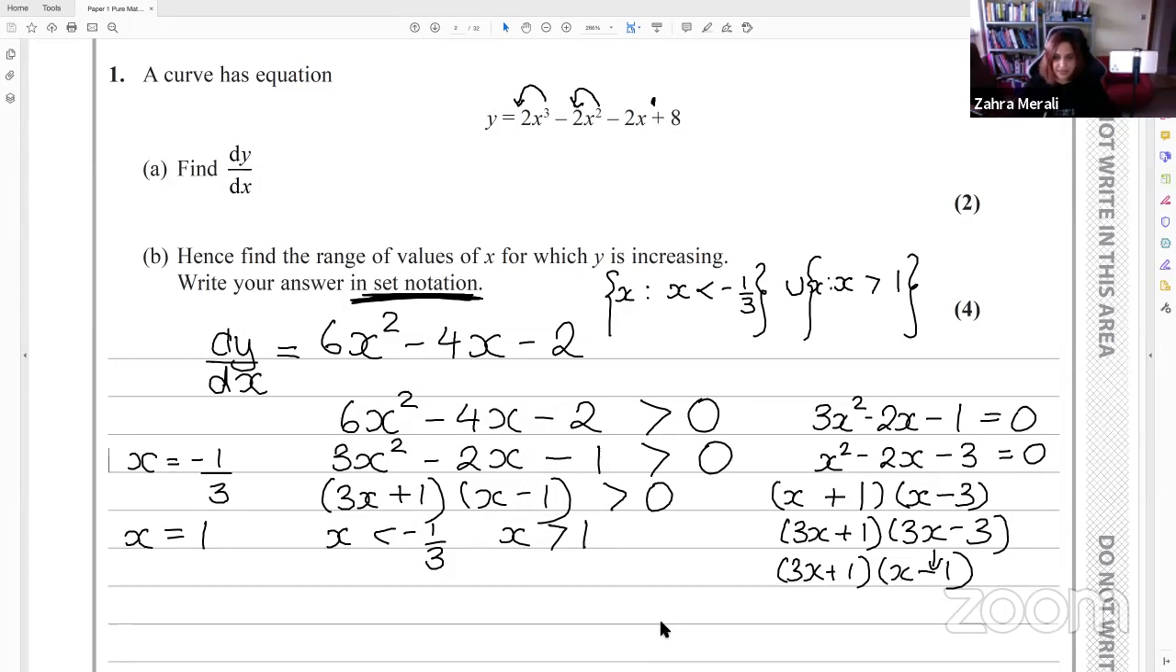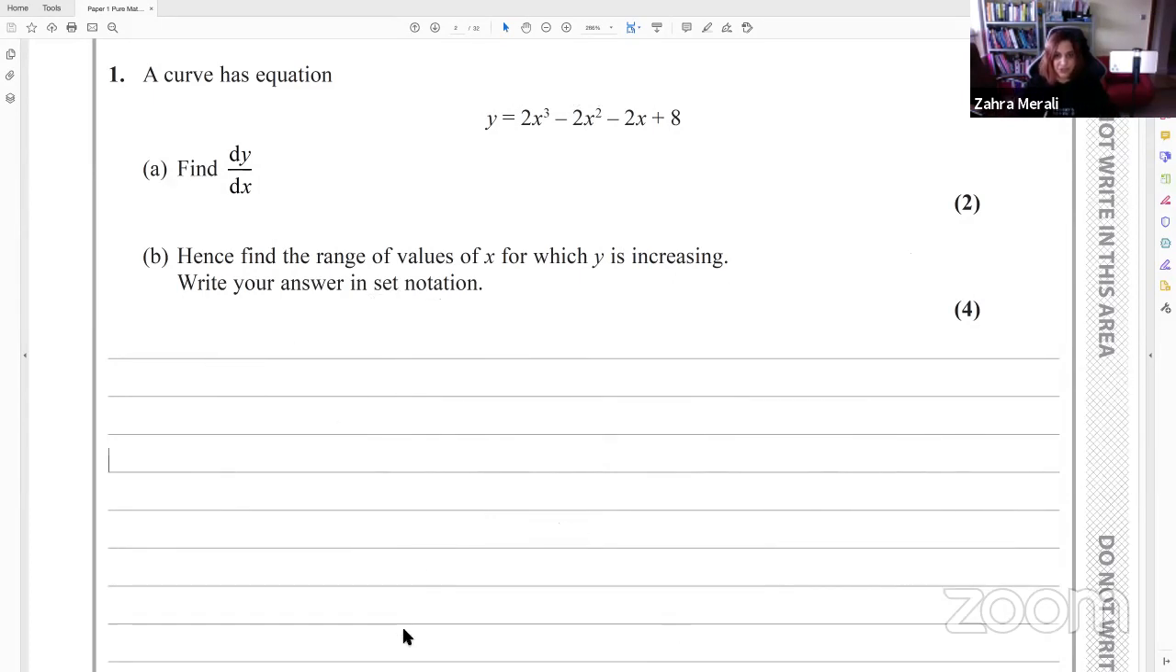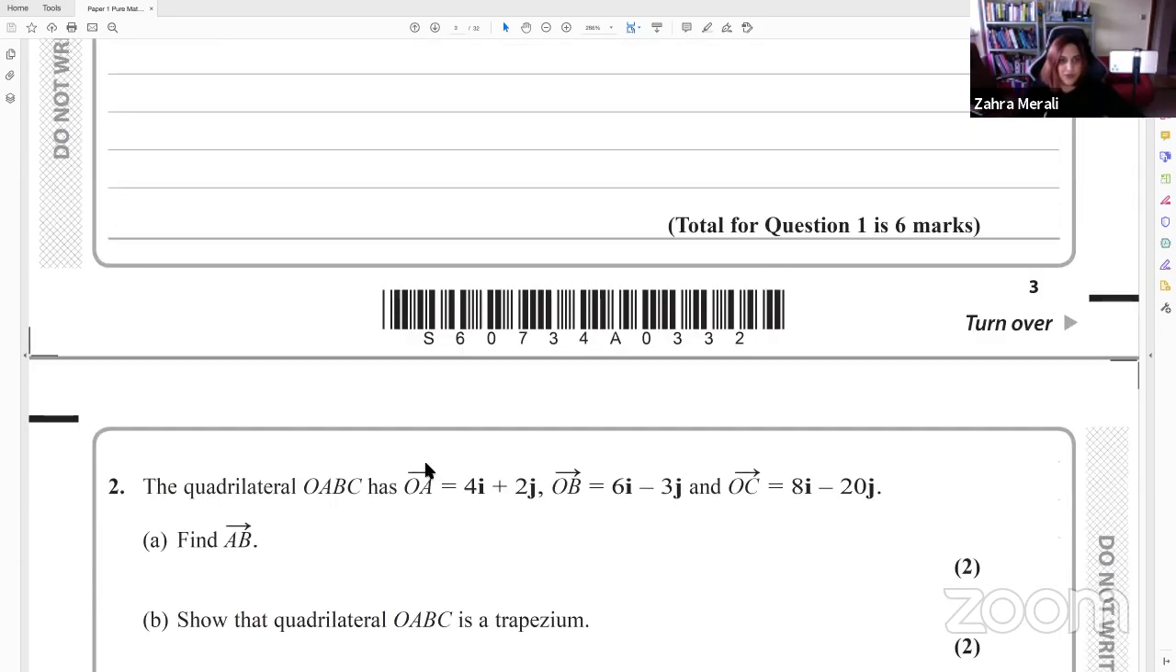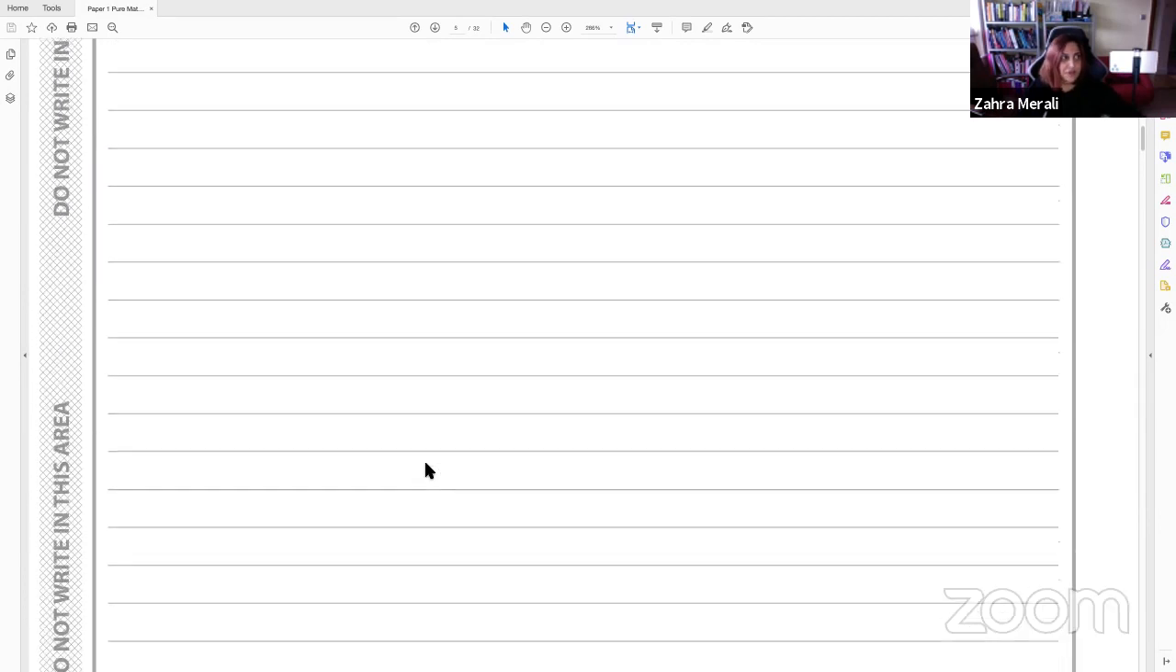It was an AS from the AS paper. So now let's have a look at question 2. So if we scroll up, I give you way too many bits of paper. Right, so you've got a vectors question here.